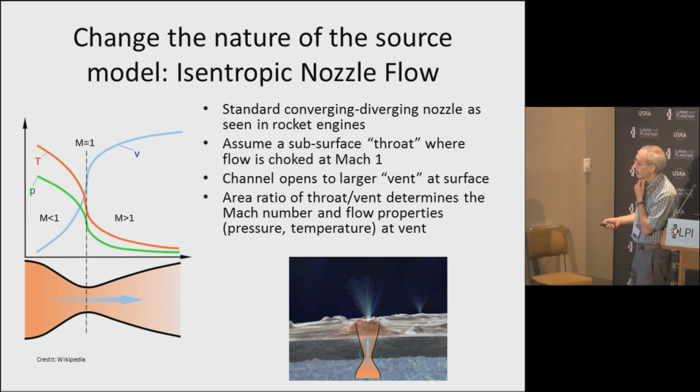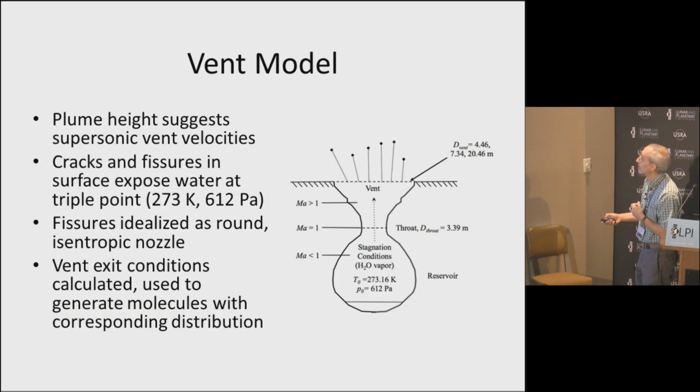This is the cartoon out of Wikipedia of what happens in a rocket nozzle, where the flow is from left to right, and density falls through the throat as Mach number rises, and temperature falls, and pressure falls. And then out here, the flow is high Mach number. So in a rocket nozzle, what you see out here is completely determined by the stagnation pressure, or the stagnation conditions in this plenum here, and the area ratio of the throat to the vent exit area.